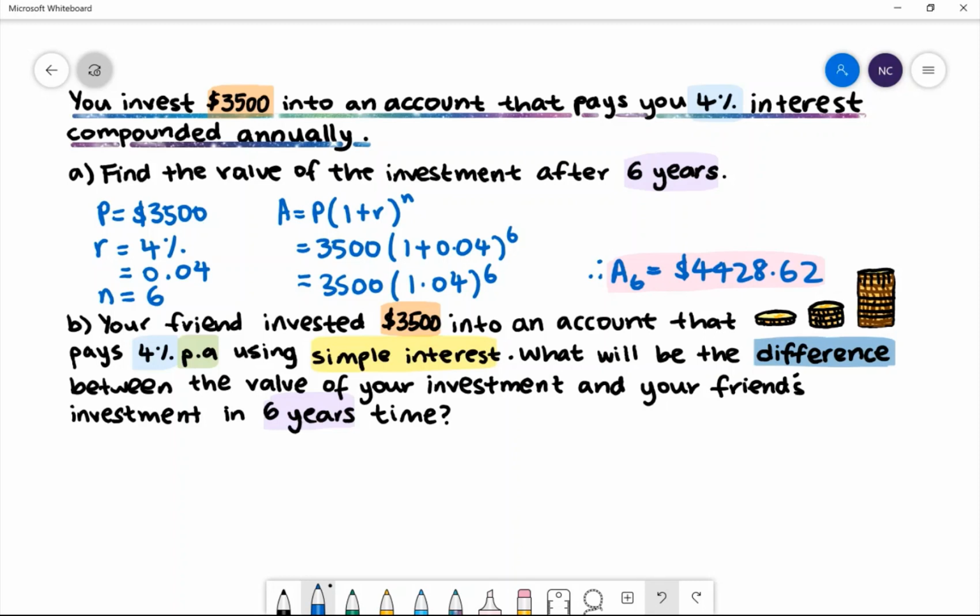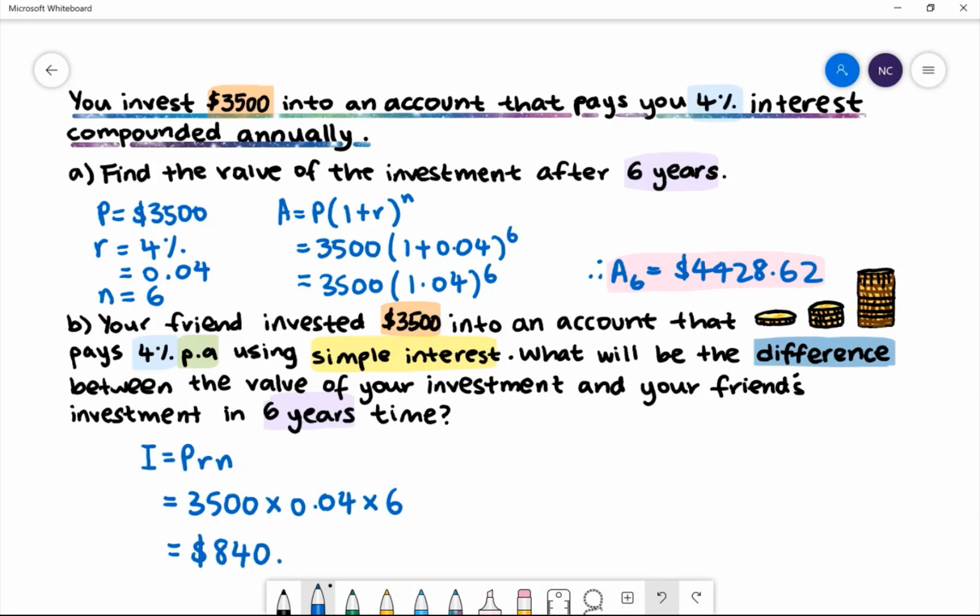Part B. Your friend invested $3,500 into an account that pays 4% per annum using simple interest. What will be the difference between the value of your investment and your friend's investment in 6 years' time? Your friend's investment can be calculated using simple interest. The simple interest formula is I is equal to PRN. The principal amount is $3,500. The rate is 0.04. N is given by 6 years. The interest earned by your friend will be $840.